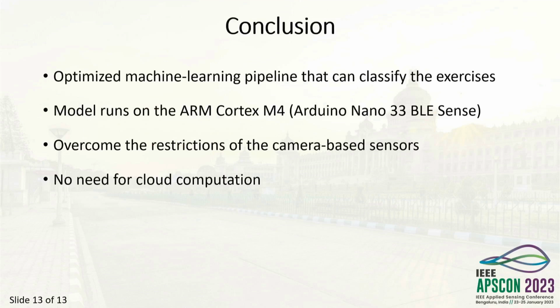So, embedded machine learning helped us optimize the machine learning pipeline and classify the exercises. The model created is run on our ARM Cortex M4 processor, which is present on the board. It overcomes the restrictions of camera-based sensors, as the patient can do the exercises in any environment without the restrictions of a room where the camera needs to be in a particular orientation. Also, all the processing and the inference is done on our device, so there's no need for cloud computation or even high-powered computers.